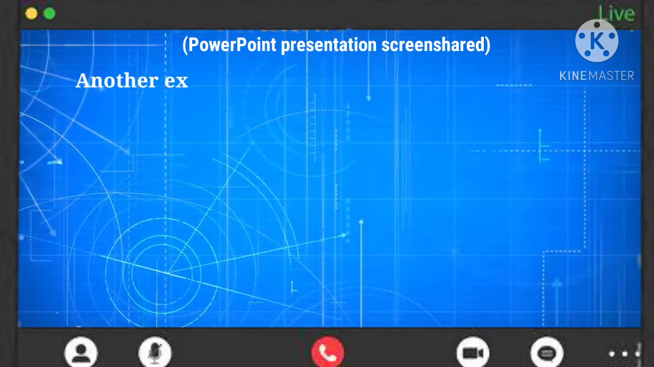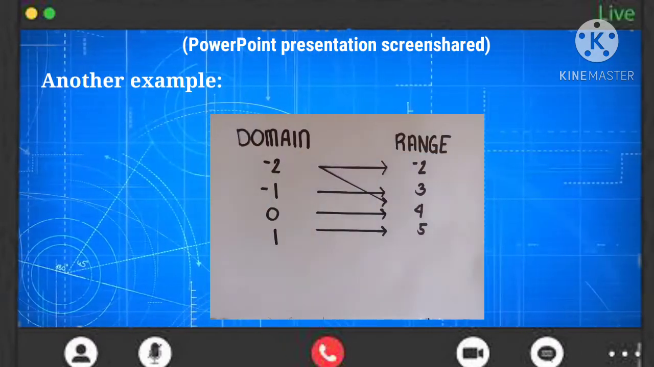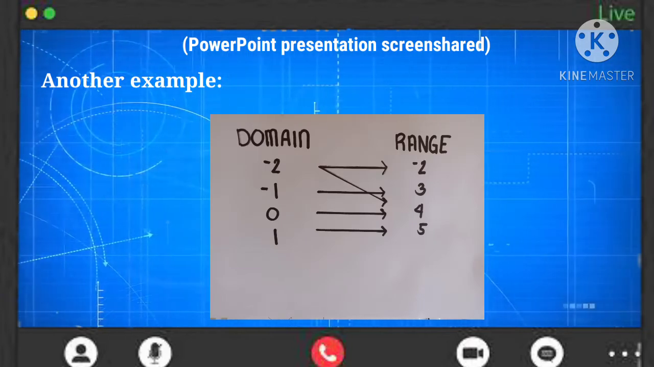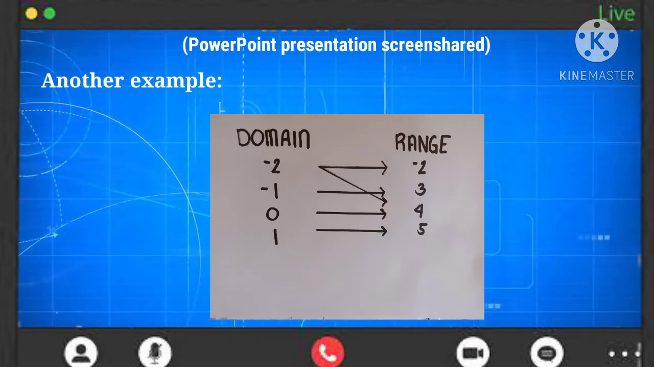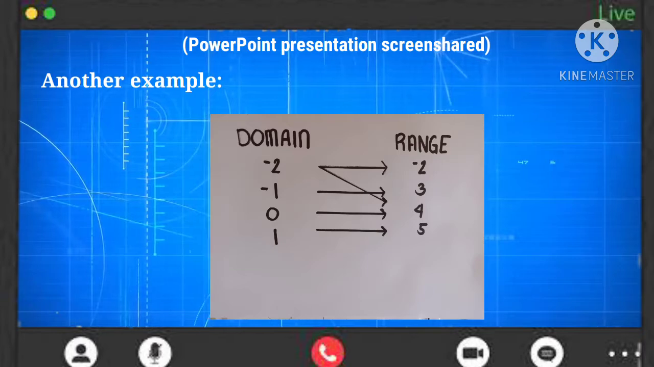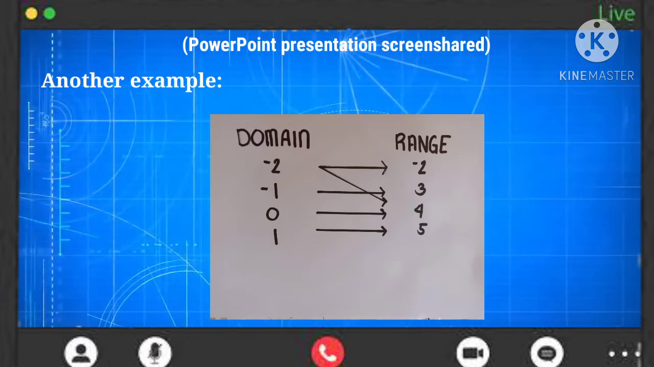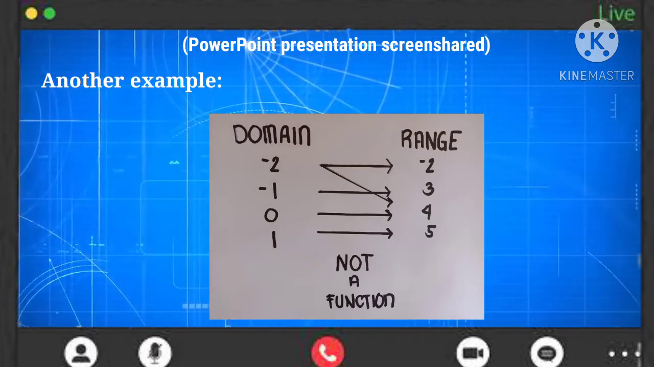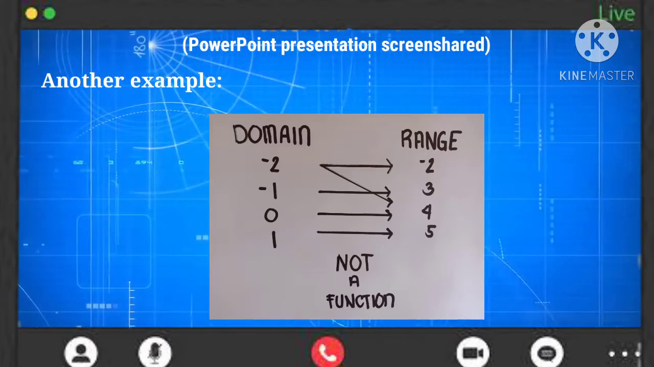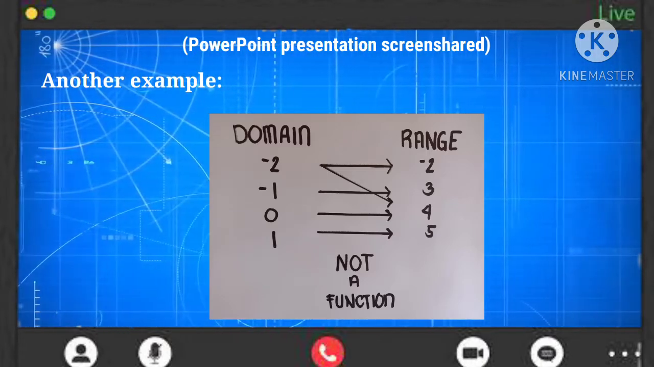Another example of a mapping. The domain is negative 2, negative 1, 0, and 1. These are connected to the ranges negative 2, 3, 4, and 5. So this is not a function. Why? Because negative 2 has more than one output.